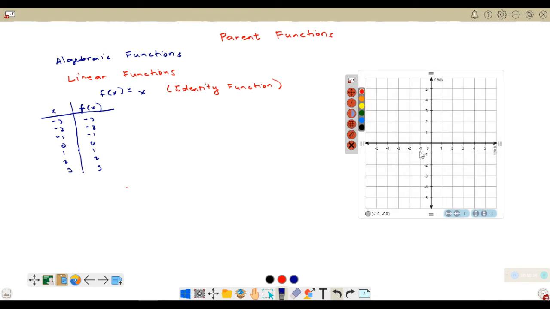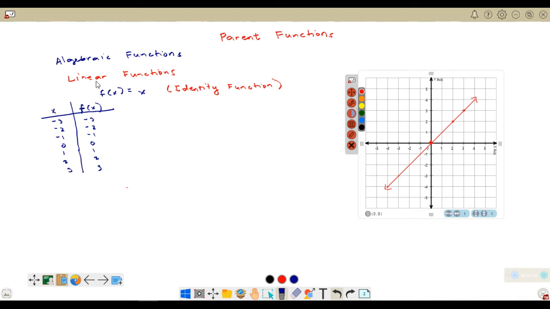Dito, for the graph, let's plot the values. At negative 4, it is still negative 4. At 3, it is 3. Random na lang yung mga ilalagay kong values, ha. At 2, it is 2. At 0, it is still 0. Now, let's draw a line connecting all the points. Yan sila. And let's put arrowheads to denote that it will extend indefinitely on both directions. So this is the graph of the identity function, the parent function for a linear function.